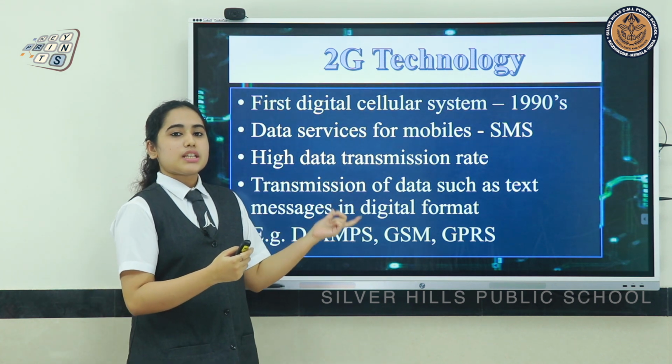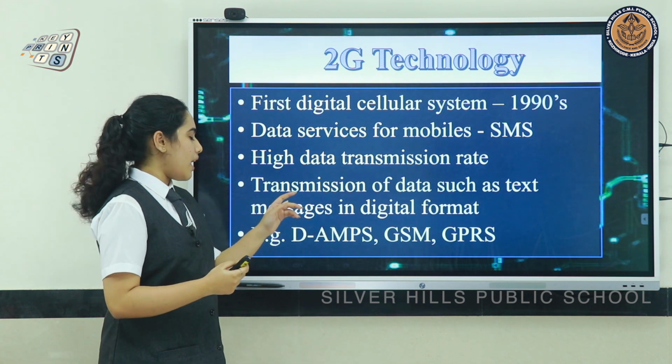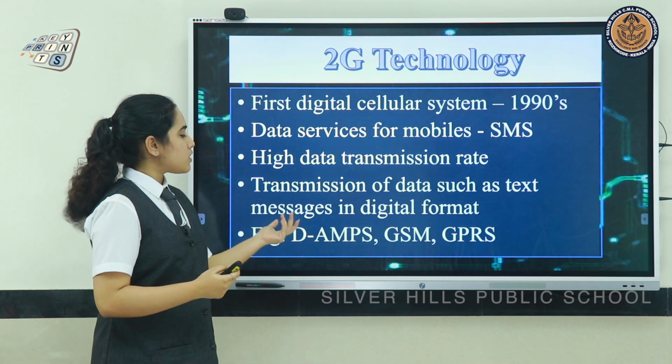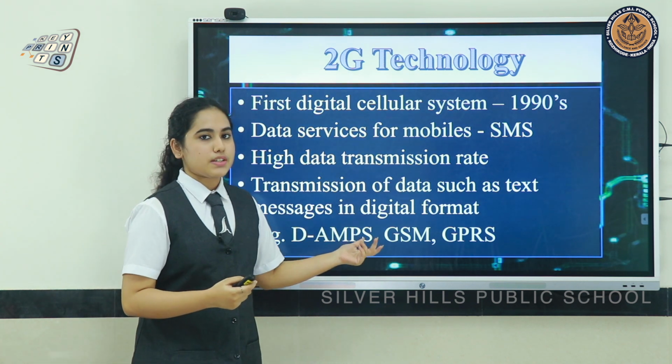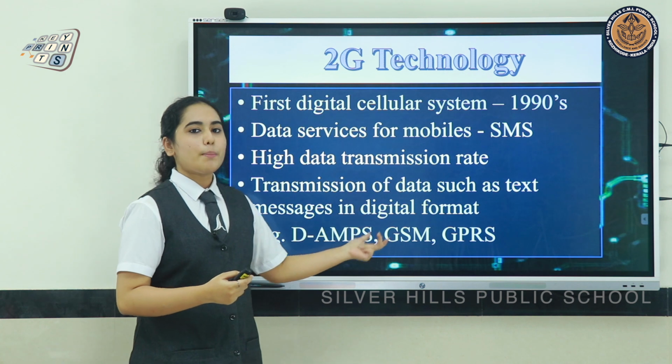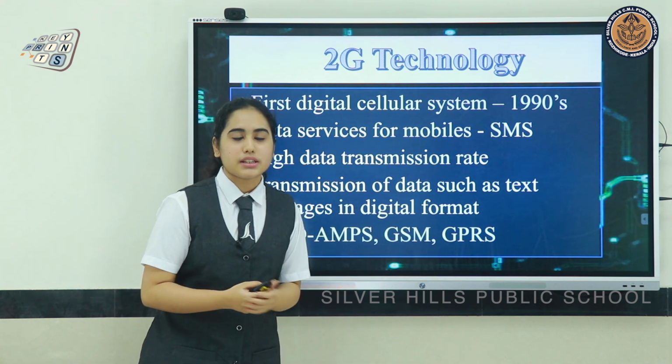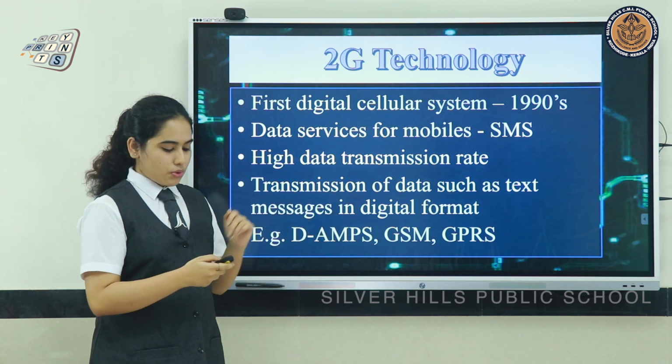AMPS we learnt in 1G technology, right? Advanced Mobile Phone Services. Now we have D in front of it. D stands for digital. So Digital Advanced Mobile Phone Services. GSM means Global System for Mobile Communication, and GPRS is General Packet Radio Service. So these were examples of 2G technology.